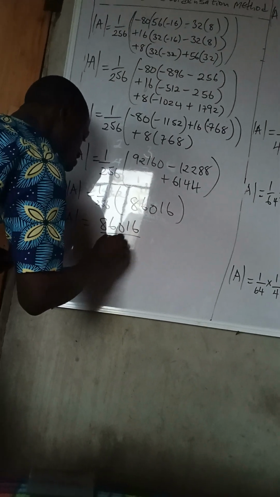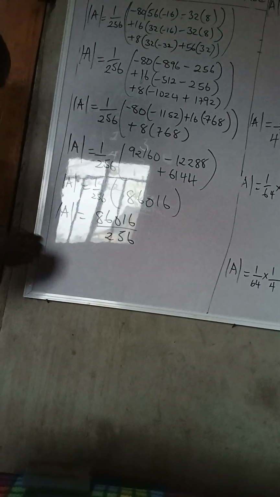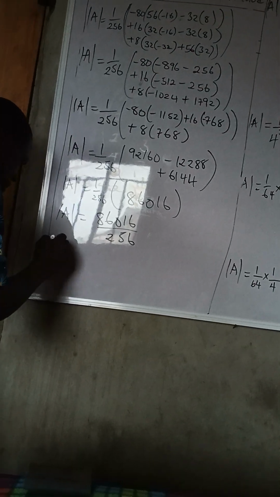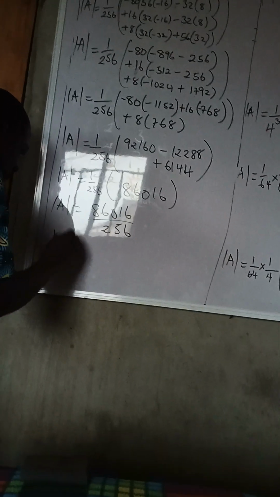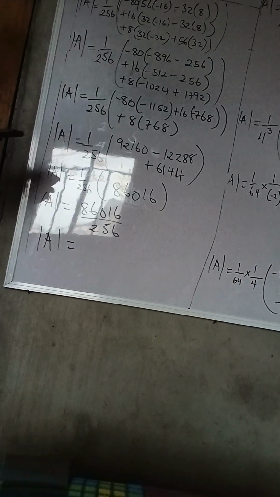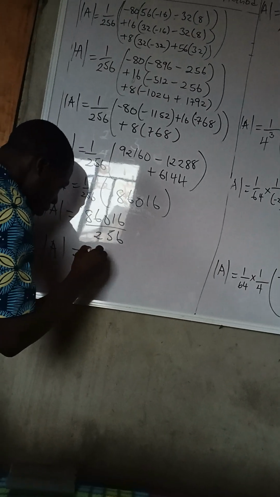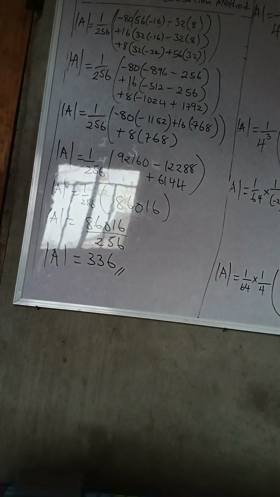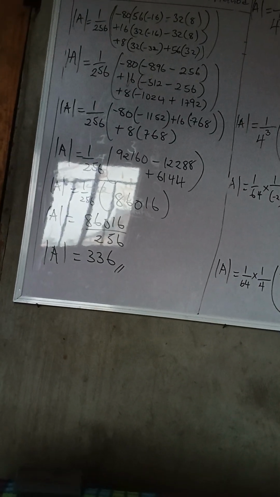So finally, our determinant can be the same thing as 86,016 over 256. So the determinant of this matrix A is equal to, let's divide. On dividing by 256, we have 336. And that's the answer to this question.